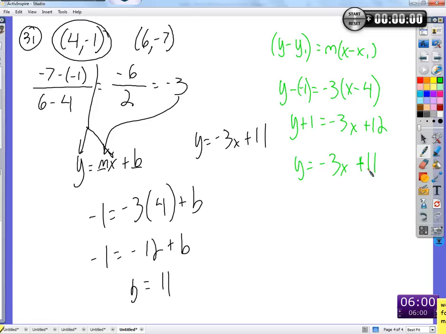So if we're given 2 points, that's enough information. If it's enough information to draw the line, it's enough information to find the equation of it. So with 2 points, find the slope, and you can plug it into slope-intercept, solve for b, plug b back in, or use point-slope form, and solve for y, and then you're done.